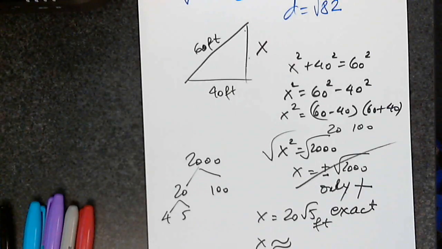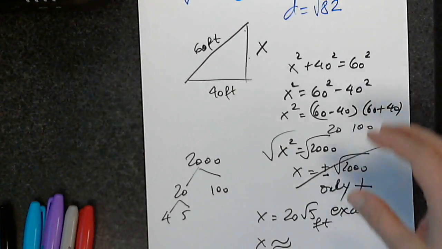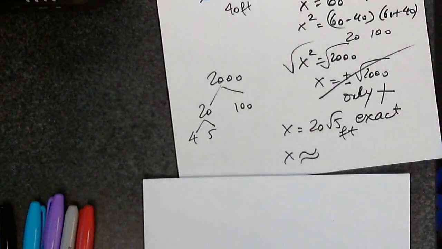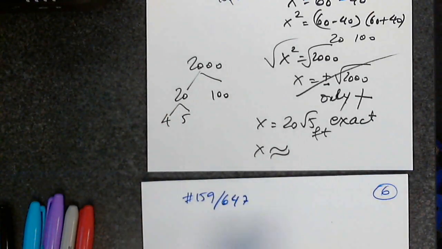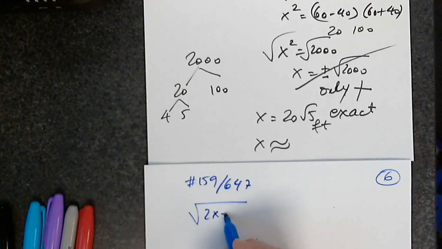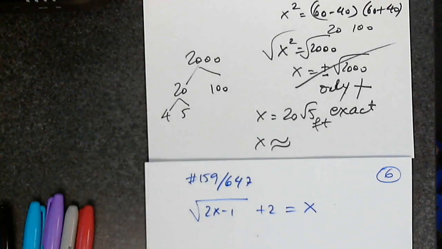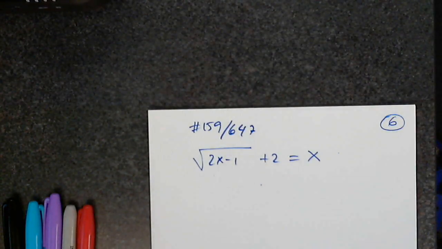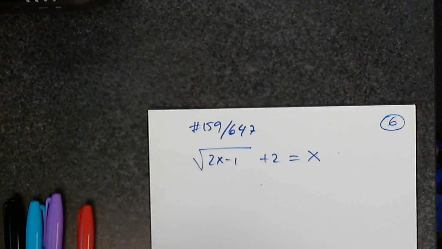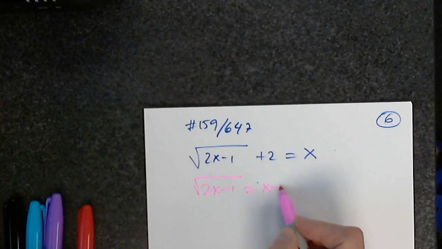Okay, radical equations here, any more simplification? A radical equation? Okay. Let's say the square root of 2x minus 1 plus 2 equals x. So how do I solve such an equation? I know it's a radical equation because it has a radical in it. Yes, exactly. I have the square root of 2x minus 1 equals x minus 2.